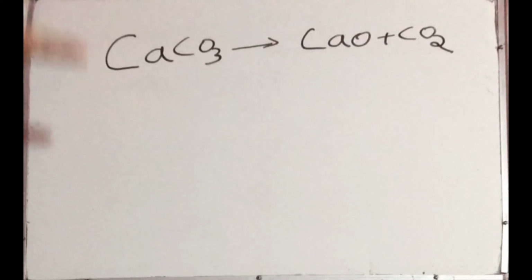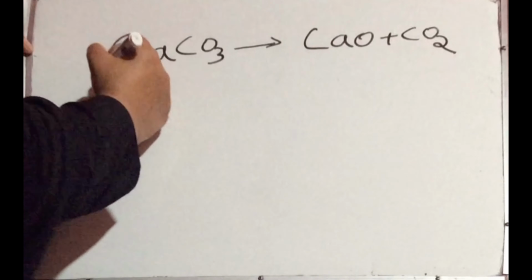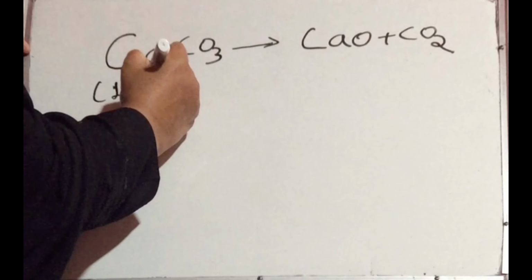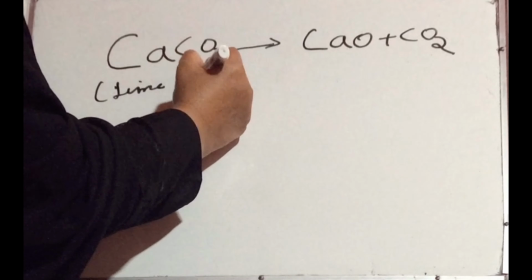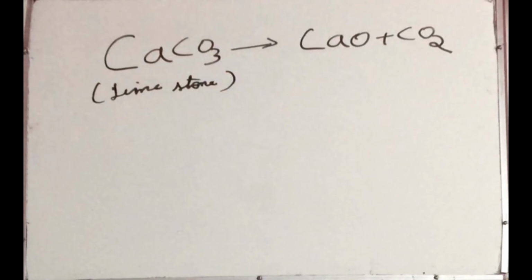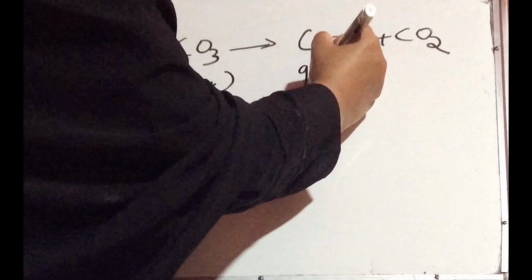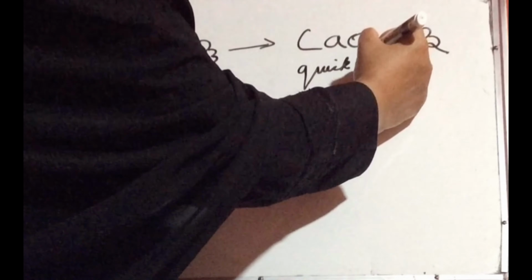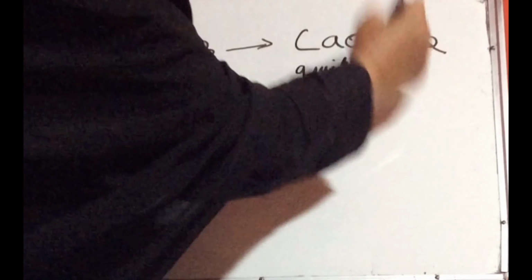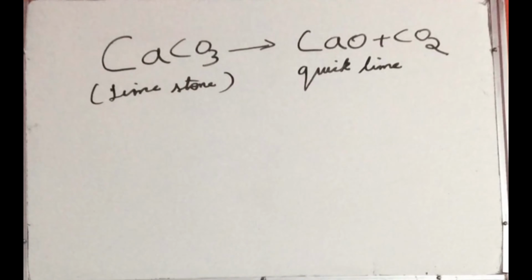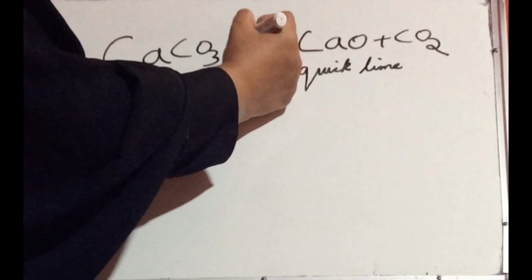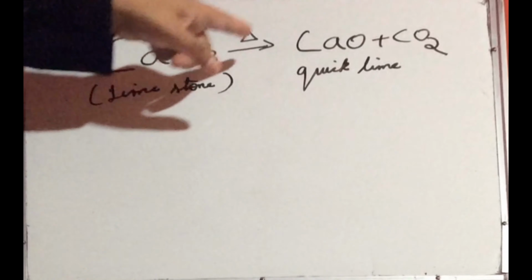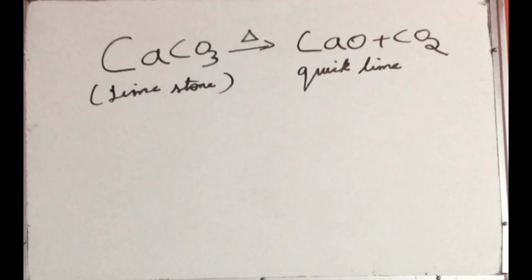The name for calcium carbonate is limestone. Calcium carbonate is otherwise known as limestone. And what about calcium oxide? Calcium oxide is known as quicklime. All these names you have to learn. You will get these questions. These are important questions. So calcium carbonate on heating gives calcium oxide plus carbon dioxide.